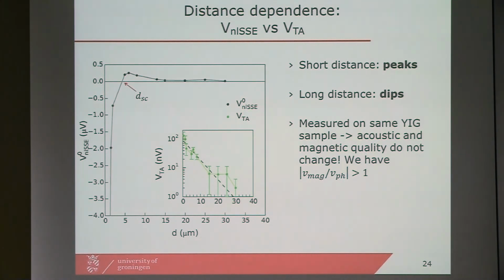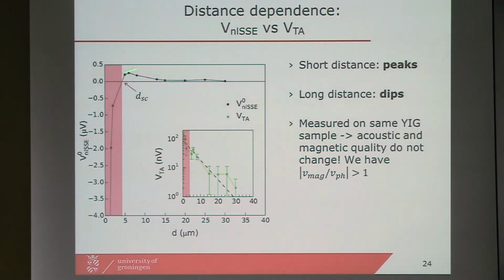So we're not changing this parameter, which in the local configuration basically determines whether you get a peak or a dip. In our samples, if we measure locally, we always get peaks. So we did not understand what's going on here at long distance.